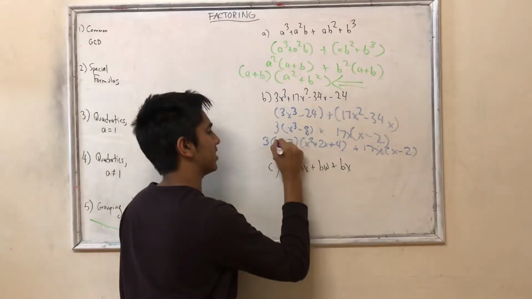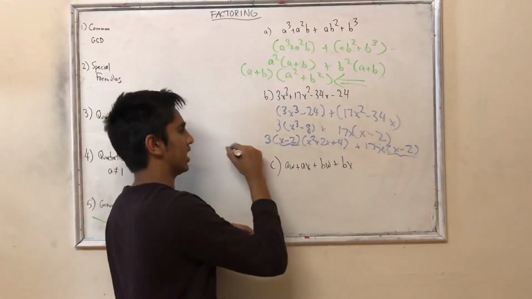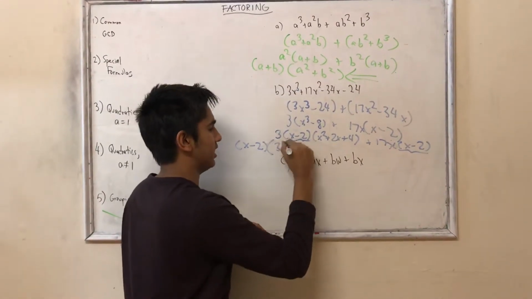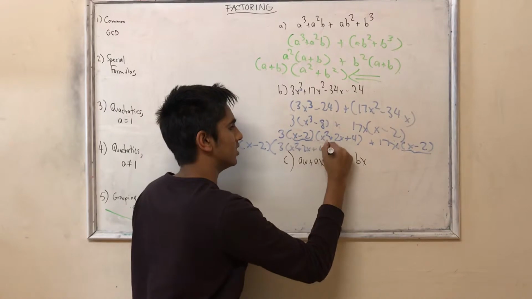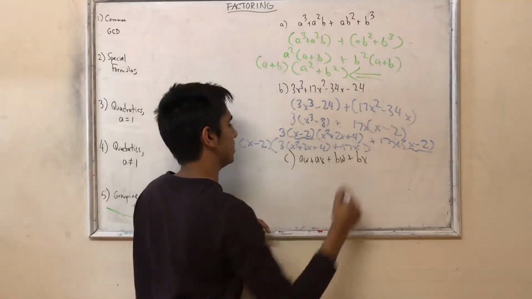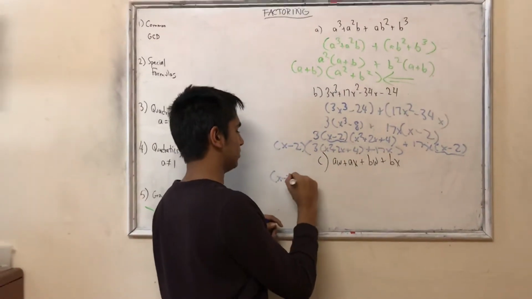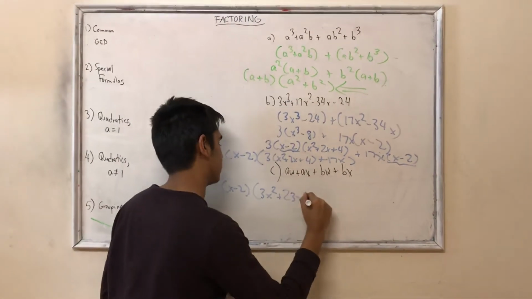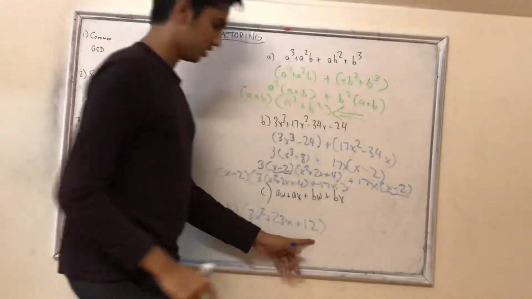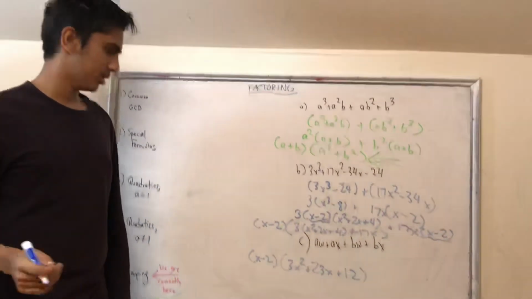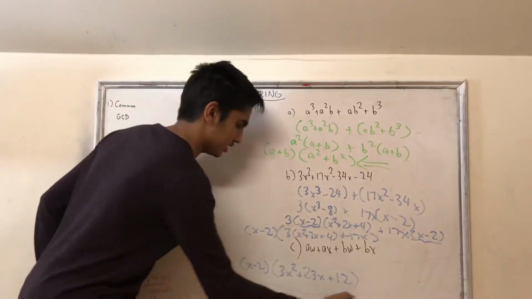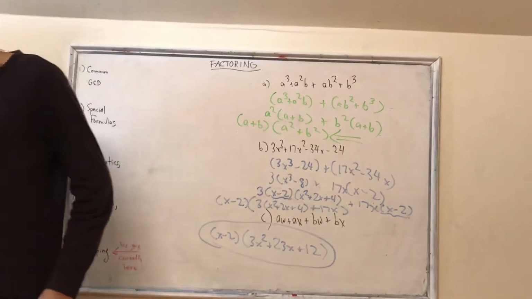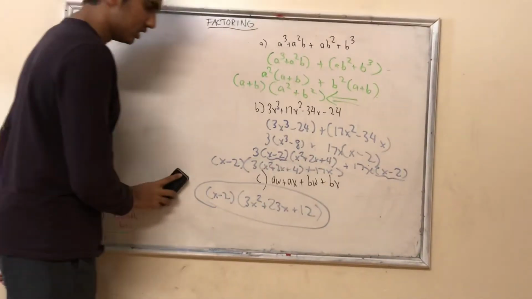And what do we have? We have a common factor of x minus 2, so we can pull that out. So x minus 2 times, well, it becomes 3 times x squared plus 2x plus 4, plus 17x. So this becomes x minus 2 times 3x squared plus 23x plus 12. This thing we could check for factoring, but in the end it won't work. And this is our final answer.